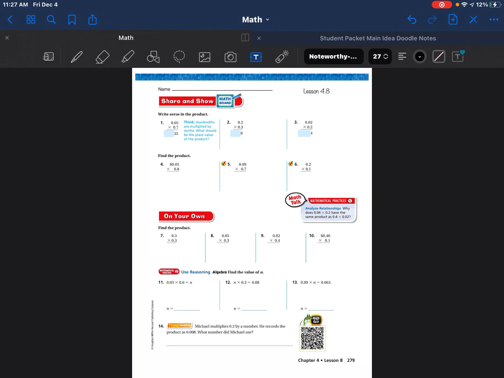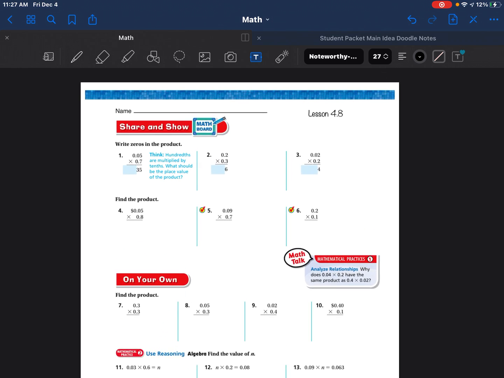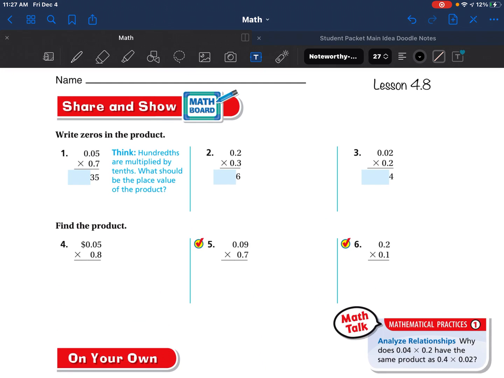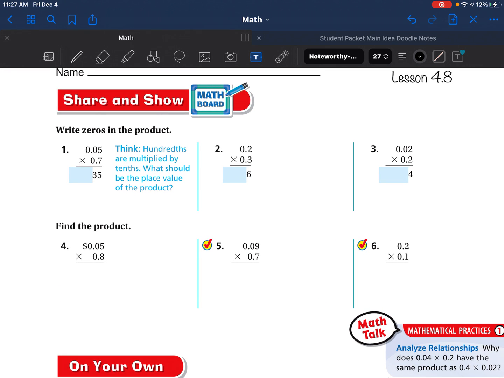Hi guys, today we're going to do lesson 4.8 and I skipped right to page 279. So right here on share and show, this one is about writing zeros in your products.